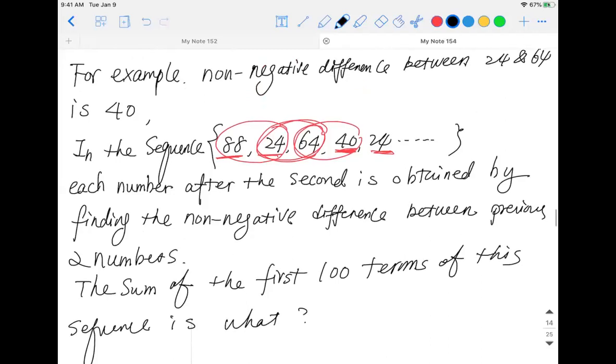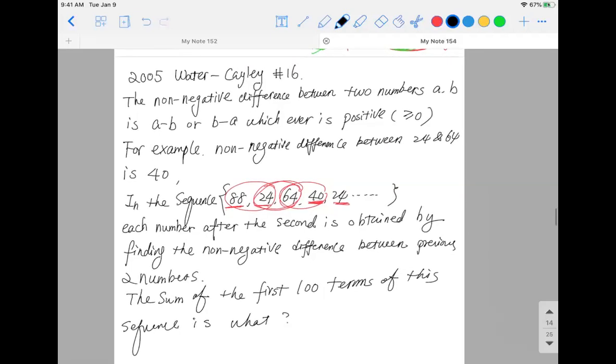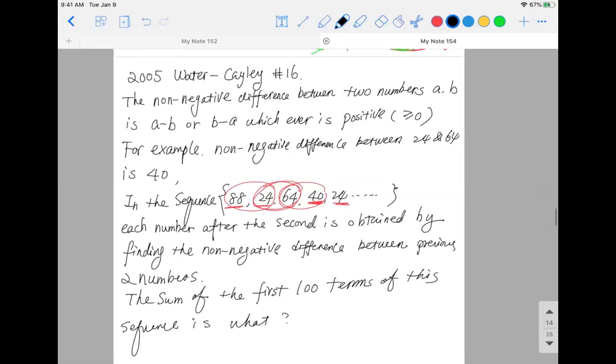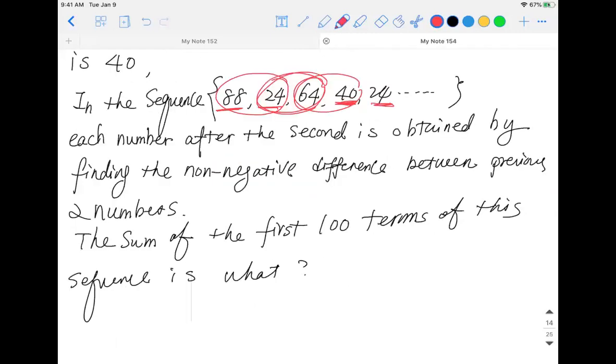Okay, so this is how this problem says. First of all, the problem gives you a definition of the non-negative difference. Basically you find the absolute value, that's it, right? And then I give you a sequence. The first two terms I tell you: 88, 24. And then I just keep getting the non-negative difference of the previous two terms for the third, the fourth, the fifth, and so on and so forth. With all that information, the question asks you, what is the sum of the first 100 terms?